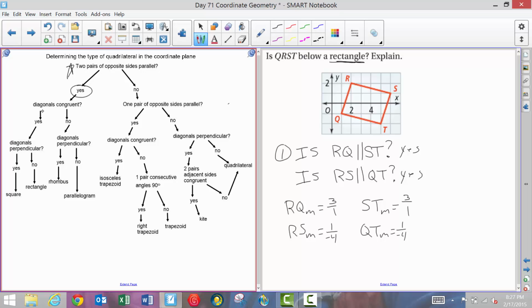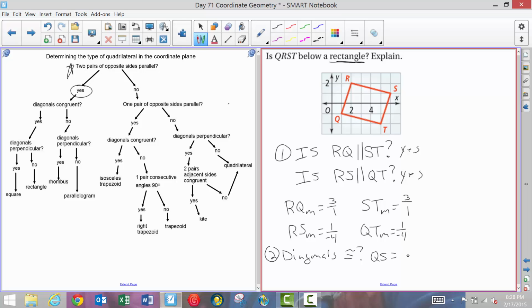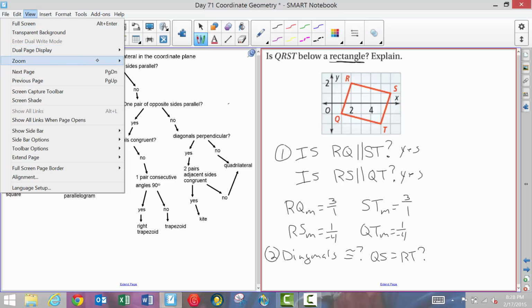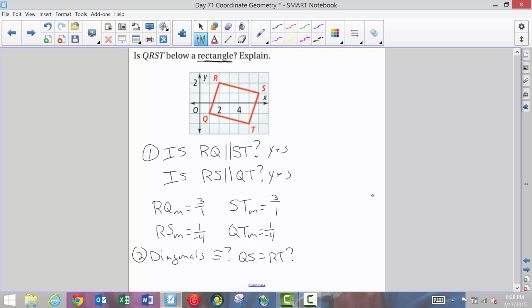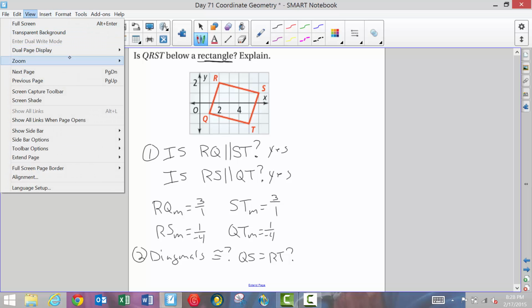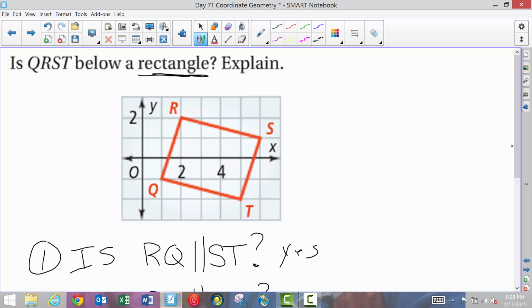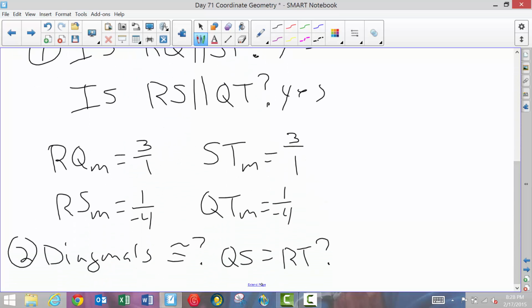Now I have to do, are the diagonals congruent? So, step 2. Are the diagonals congruent? So, is QS equal to RT? Let's turn off the display here. So let's do this. I need to know, is QS and RT the same?